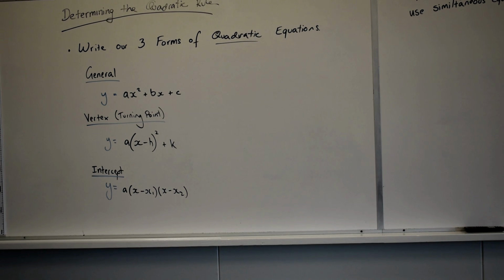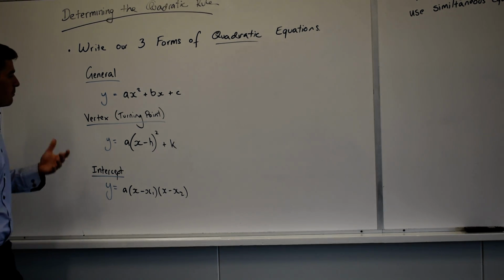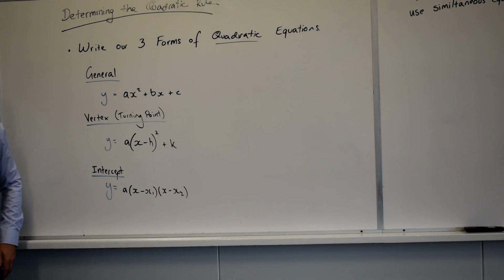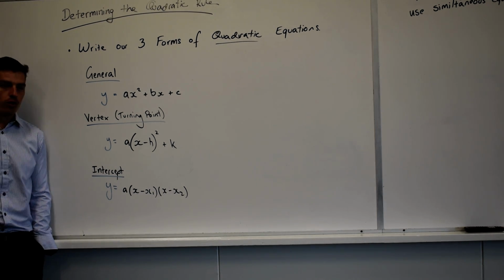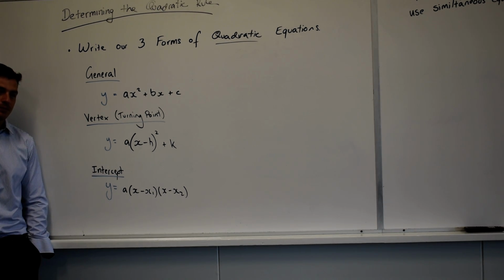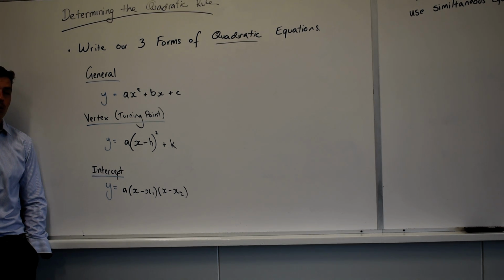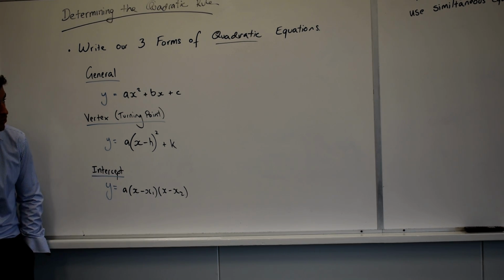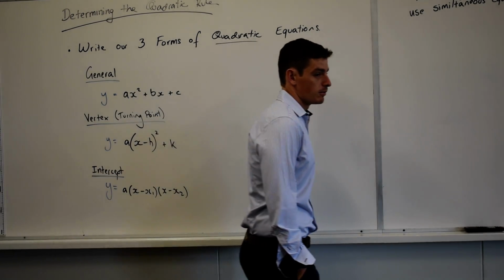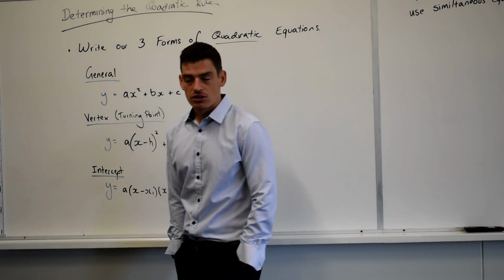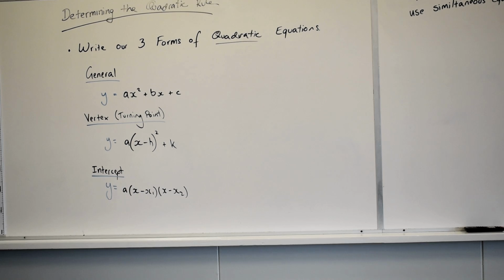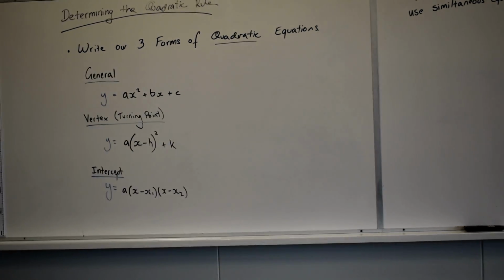How many points would I need to determine a quadratic? How many known points? Three. Why do I need three points? This might bring me to my next part of the board. So have a look at that. Why do we use simultaneous equations?